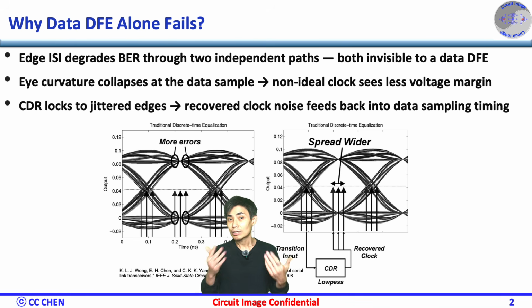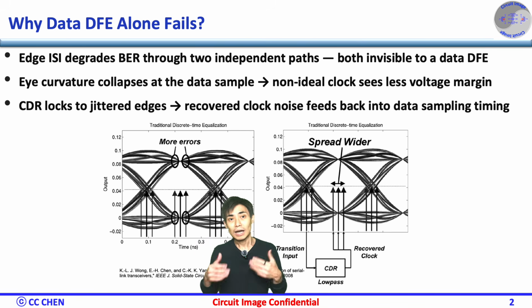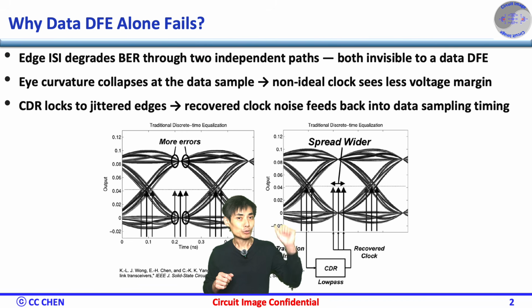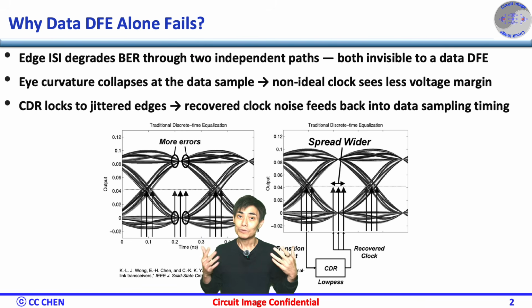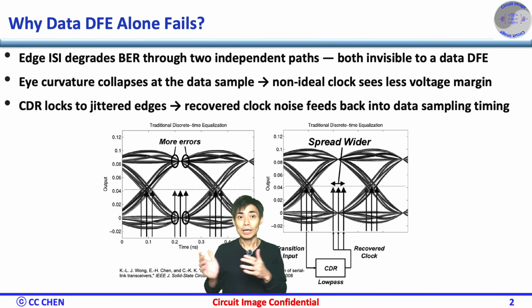So if the edge crossing still has ISI, two bad things happen. First, the eye near the crossing is curved. If the sampling clock is not exactly ideal, the data sample may move to a weaker part of the eye. That means less voltage margin. Second, ISI can move the edge crossing earlier or later. This creates data-dependent jitter. The CDR sees this shifted edge and may lock to a noisy phase. Then the recovery clock carries this noise back into the data sampler.